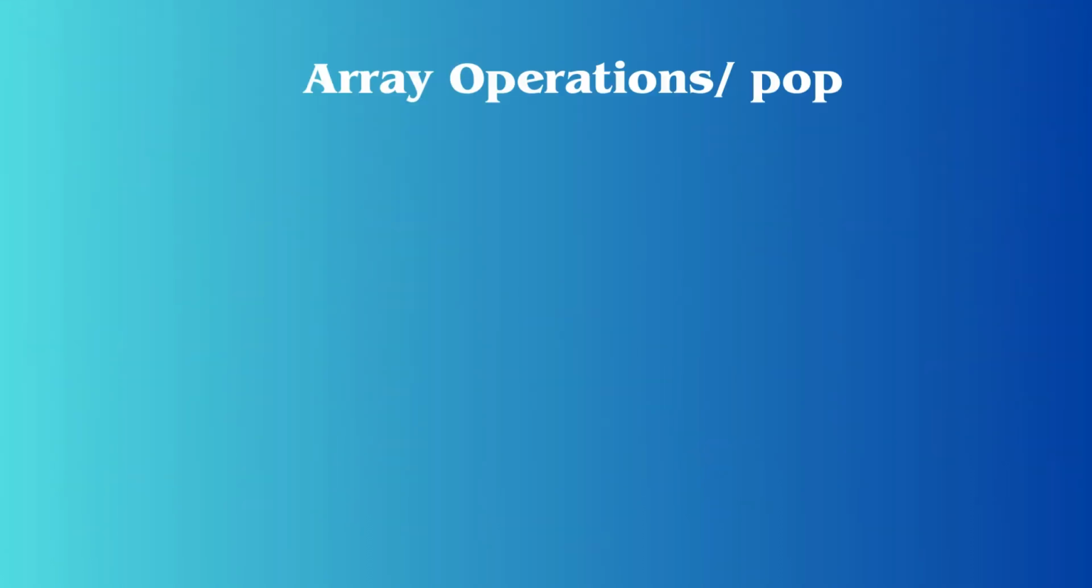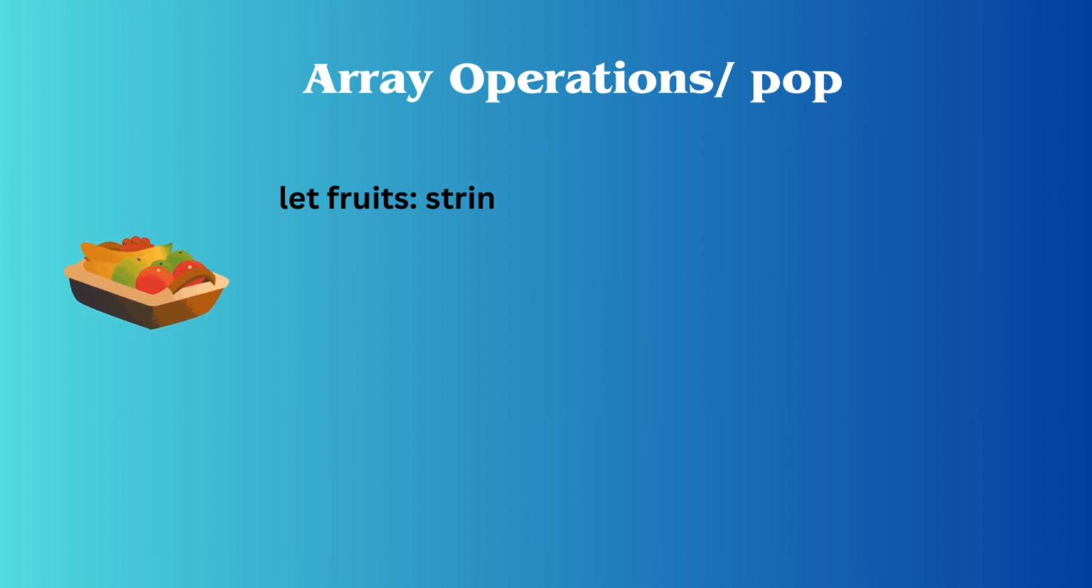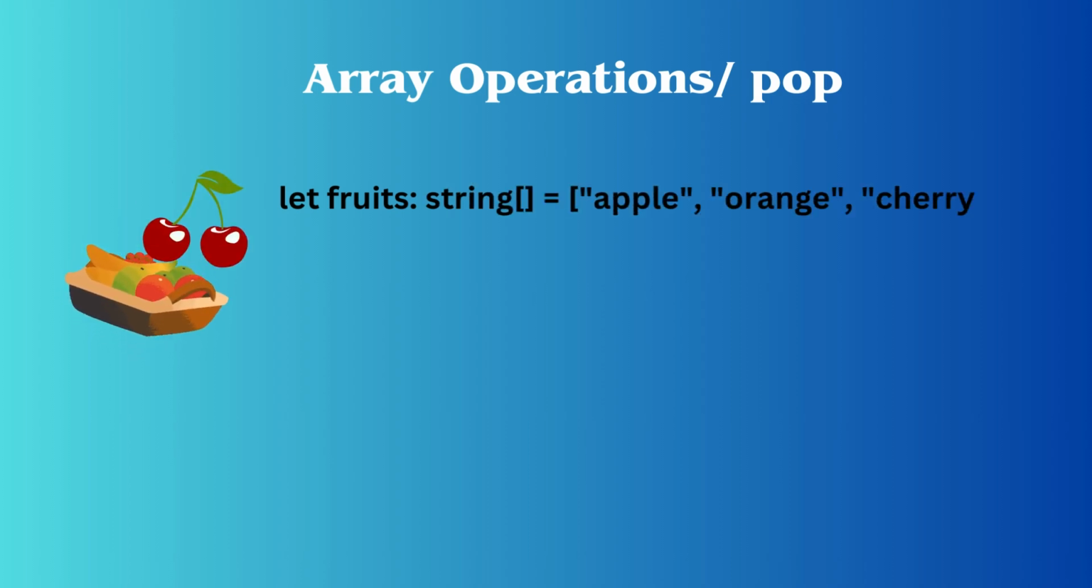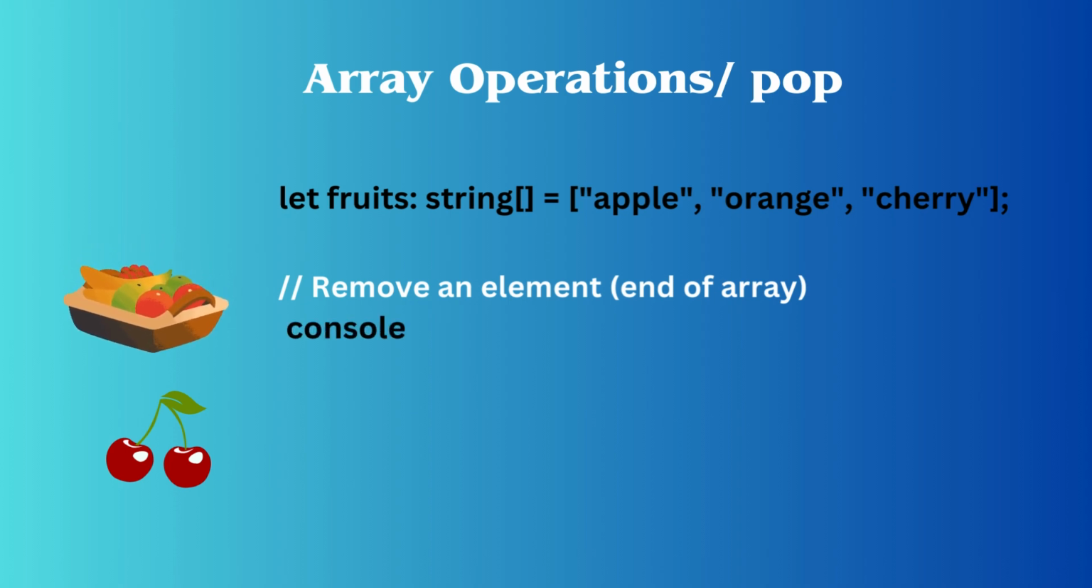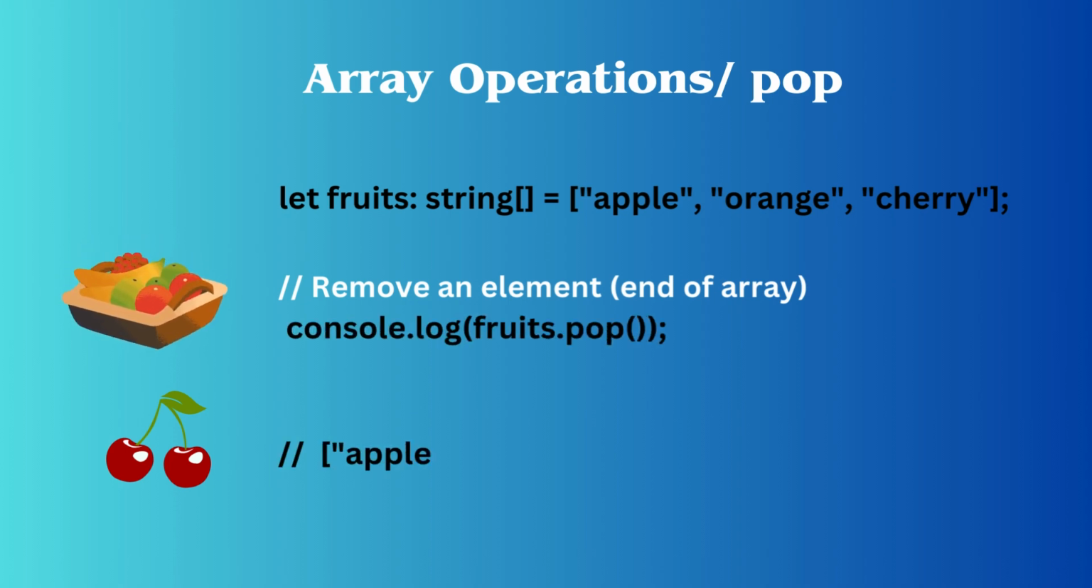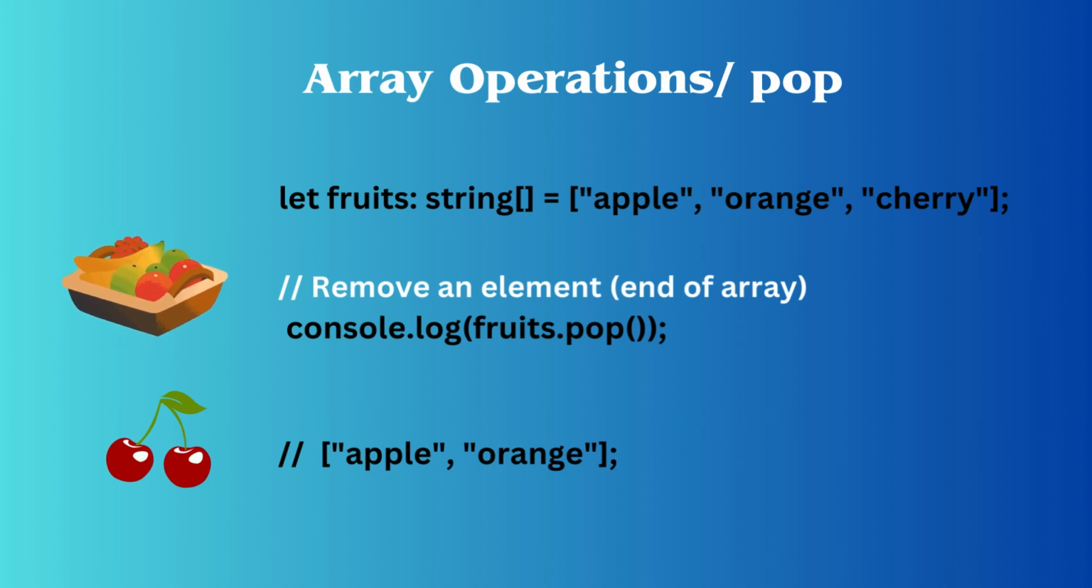We're going to look at the pop method with reference to our previous example of an array of apple, orange, and cherry. We want to remove a fruit from it. We will use the fruit.pop method. And as soon as we console it, we will see that the cherry that we had at the end has been removed by the pop method. Now we have only two fruits left, apple and orange.